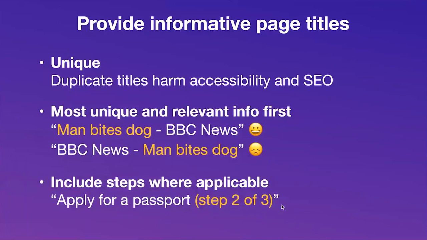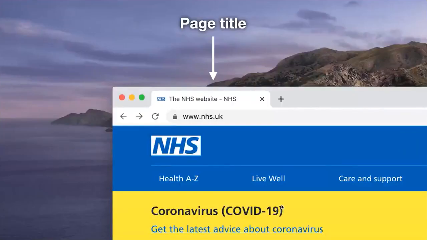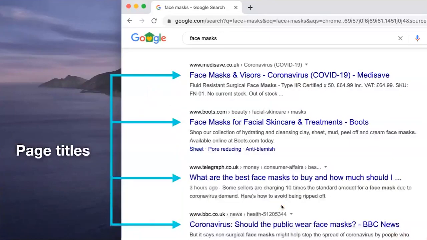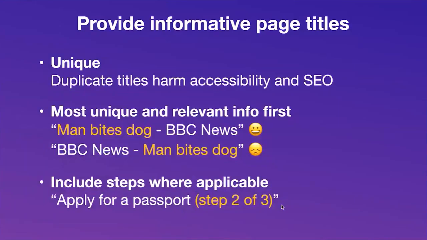The first thing is you want to make sure your titles are unique. If every title of your page just said, let's say, go back here, the NHS website, you would have no idea where you're at, and you'd have to listen to the whole page be read out until you got to a point where you'd understand what the site is about, which is not very helpful. So having a useful title that's unique, it makes a big difference. You want to put the most unique information first.